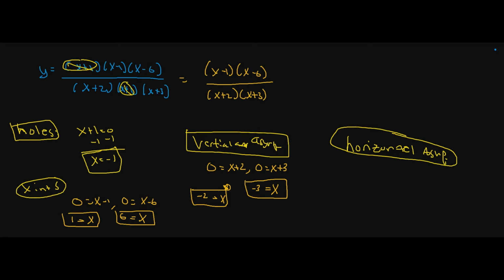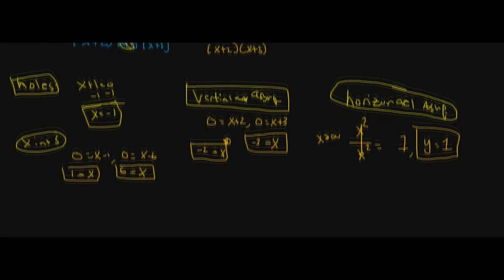You can see I'm doing these rather quickly now. I found my holes and x-intercepts. Now to find my horizontal asymptote, I'm just going to focus on the degree. On the top, we get x squared, and on the bottom, we get x squared. As x approaches infinity or negative infinity, the same variables on top and bottom cancel, and you get 1. So my horizontal asymptote is y equals 1. Cool, that's a quick example already in factored form.